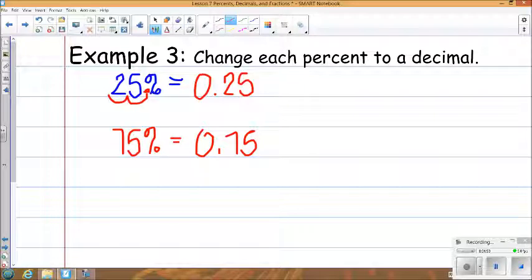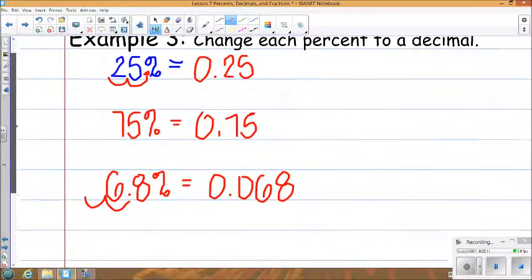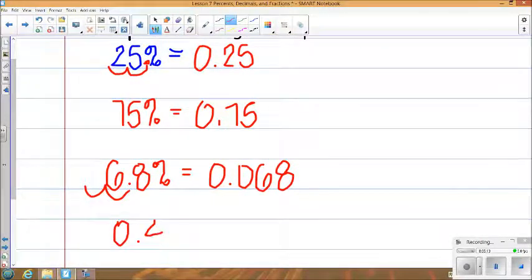If I have 6.8%, 2 places to the left, I'm now going to have 0.068 as a decimal. Then 0.4%. Move the decimal 2 places to the left because you're dividing by 100 is what you're really doing. So I have 0.004.